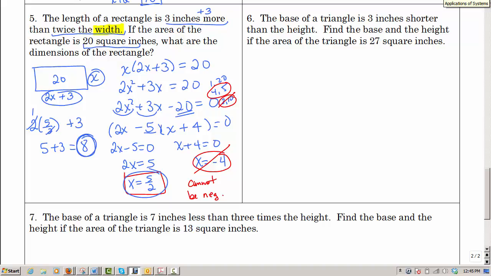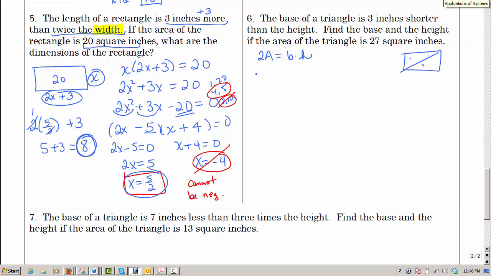The next two examples deal with the area of a triangle. Remember, the formula is 1/2 base times height. But if you don't want to deal with that 1/2, you can write it as twice the area equals base times height. That's what I'm going to use. Because keep in mind, I had a rectangle. If I split it in two, I get two triangles.